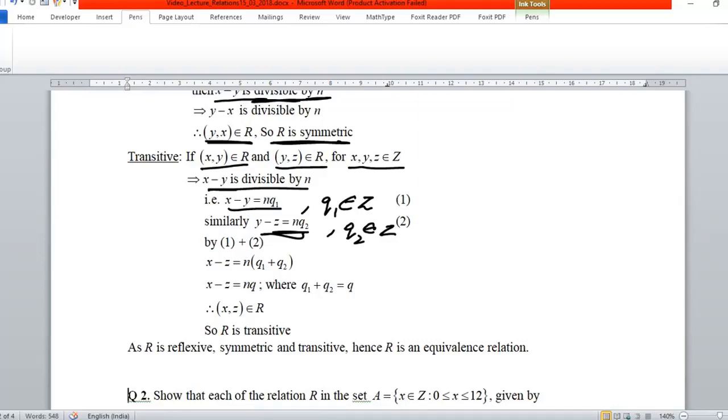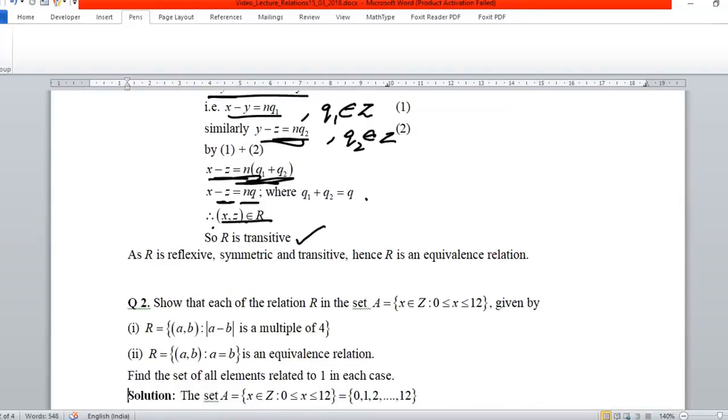Now if I add these two equations, x minus y plus y minus z, I get rid of y, and I get x minus z equals n times (q1 plus q2). So x minus z equals nq, where q1 plus q2 equals q. This means that x minus z is divisible by n, and therefore (x, z) belongs to R, and so R is a transitive relation.